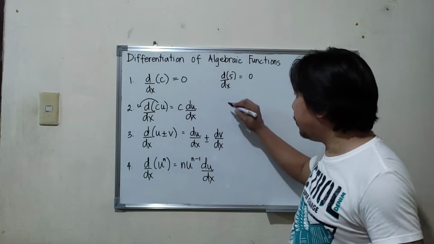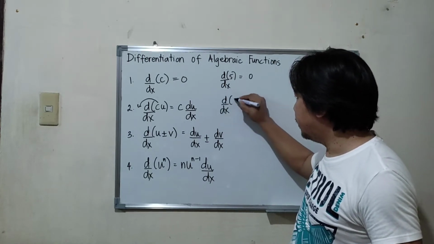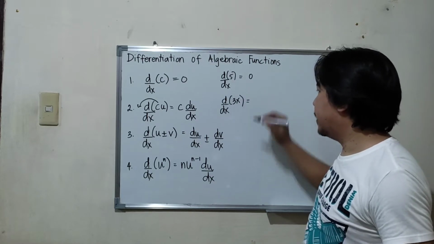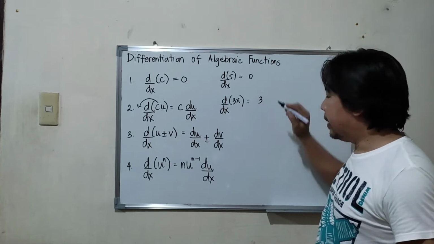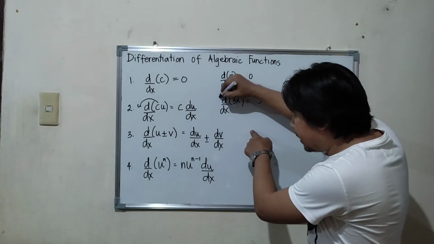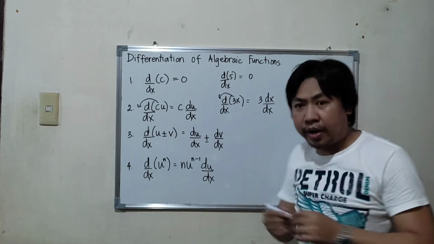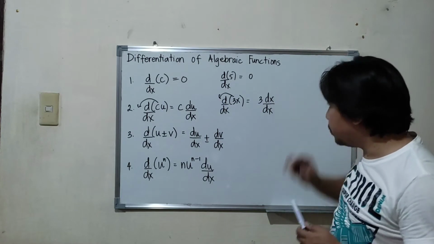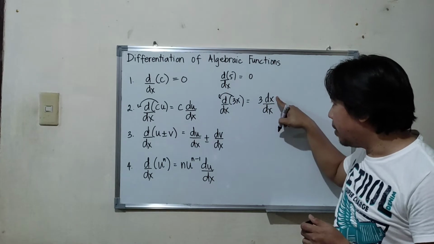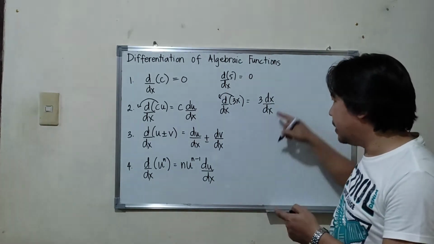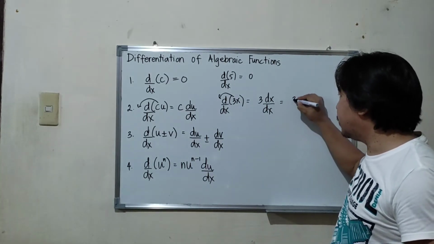Okay, so for example, if we have derivative of 3x, yan, so this is equal to 3, then, so yung 3 lalabas lang natin, so equal siya sa 3 times derivative of x with respect to x. And then, derivative of x with respect to x, that is equal to 1. Okay, since pareha siya, parang dinivide lang natin. So, by simple division, derivative dx divided by dx. So, magiging final answer na dito ay 3 na lang.